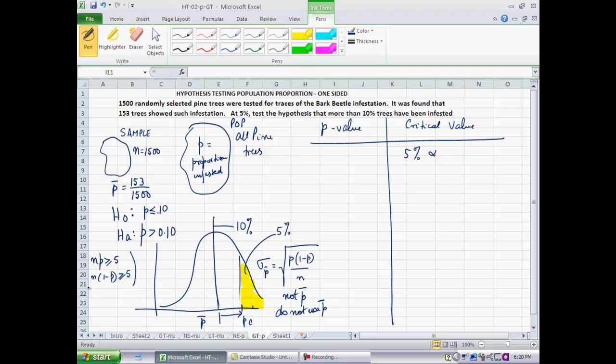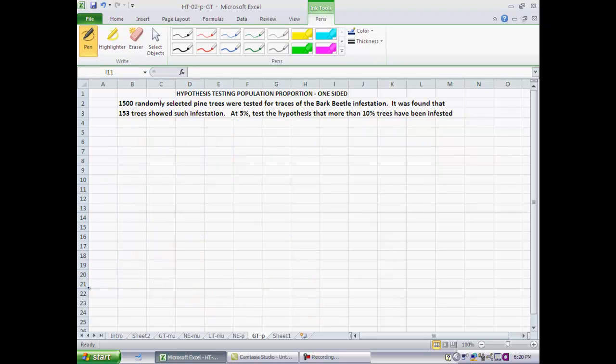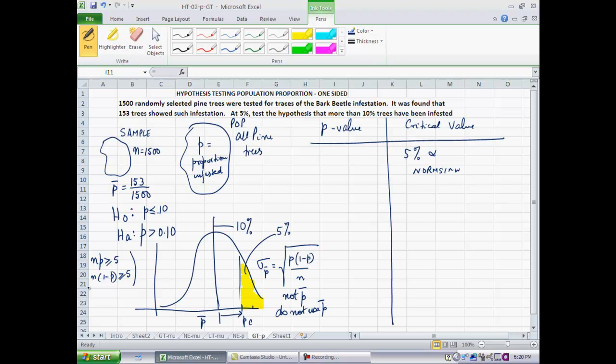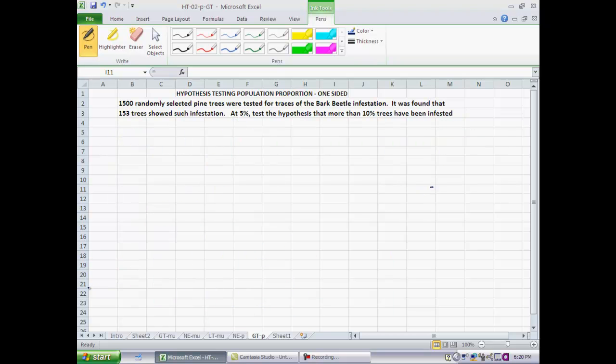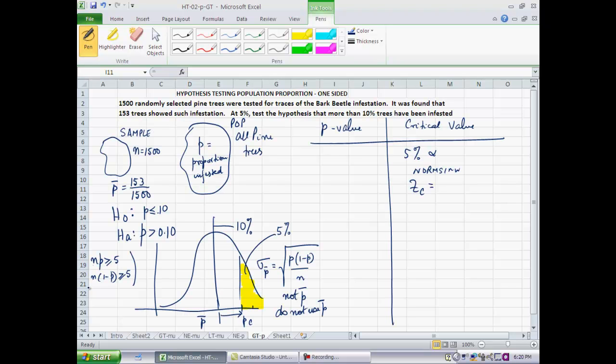So, of course, what I would use is the NORM.S.INV function to compute the critical value. So Z critical in my case here, not Z critical, I'm sorry, I would compute the critical proportion that I would use. Let me just erase this over here.